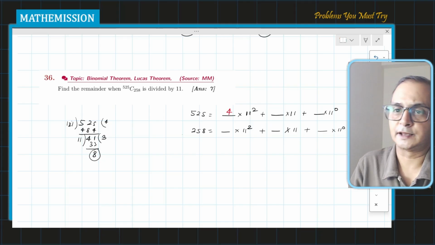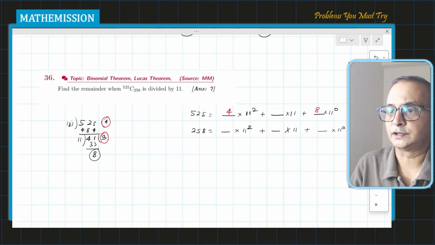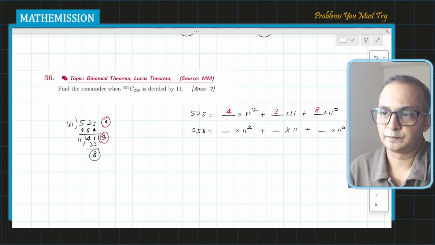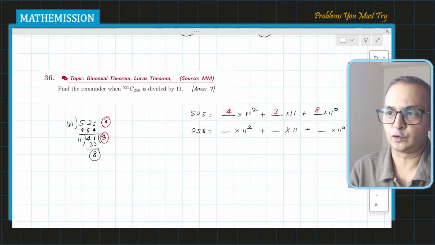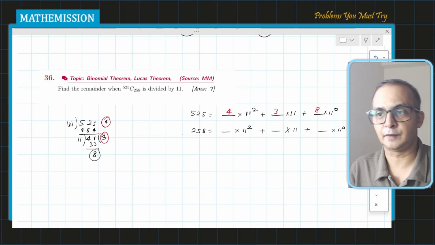So I have this thing 4 and 3 and 8 I'm writing there. So that is 8, sorry, yeah, the 8, that is 3. So this way we got the upper parts like a 4, 3, 8. And here what we do, again we divide 258 by 11 square and so on.